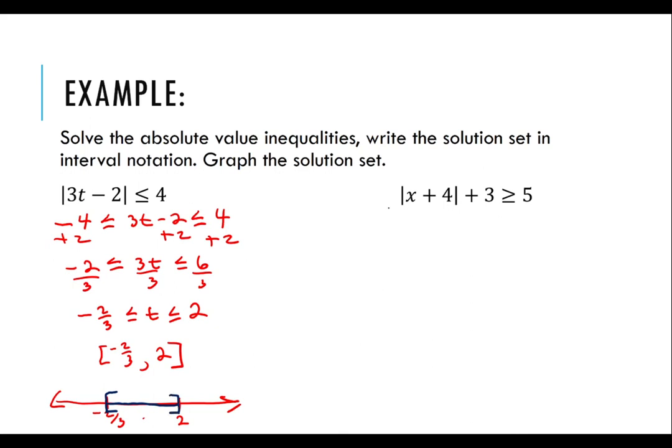Then for our next one, notice that the absolute value is not by itself yet, so I need to isolate the absolute value before I can do anything else. Subtract 3, subtract 3. Absolute value of x plus 4 is greater than or equal to 2.